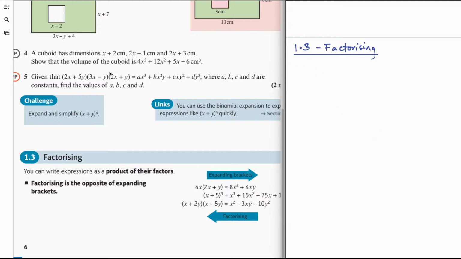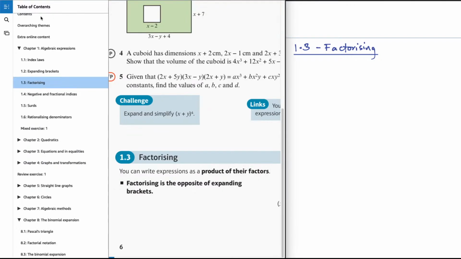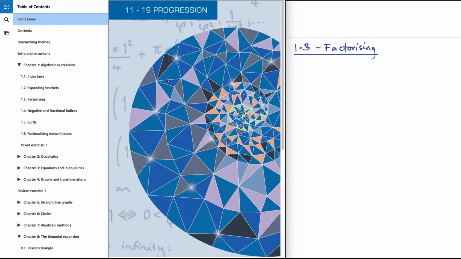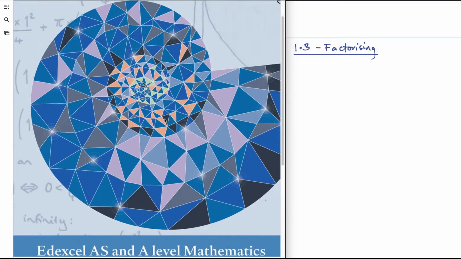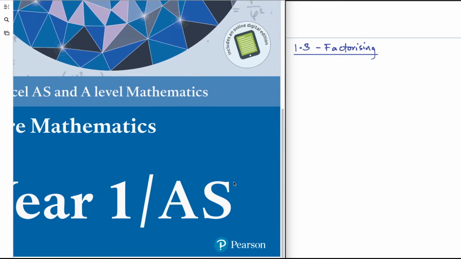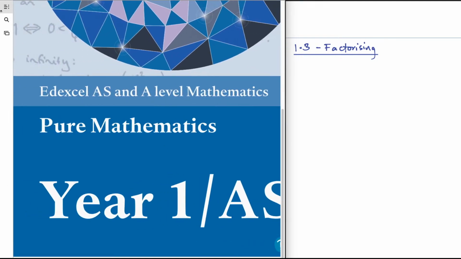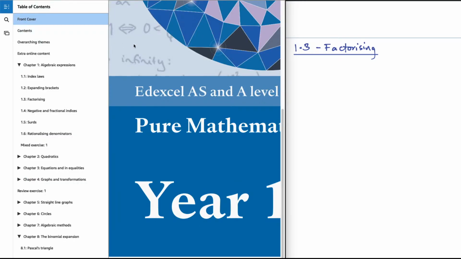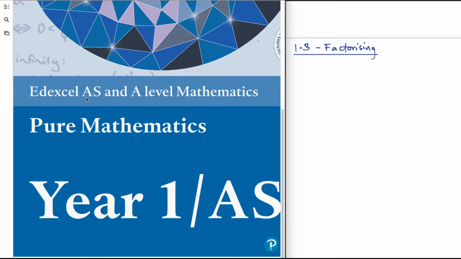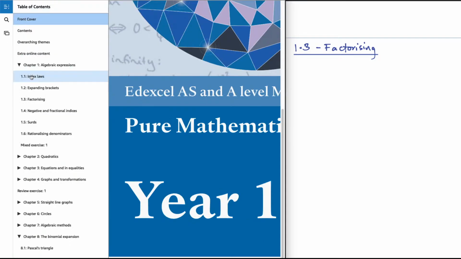Cool. Well, just in case anyone's just joined, I am going through this textbook here. So it's Pure Mathematics 1, Year 1 AS level. I'll be working through this in live streams, as well as other things that people suggest. And I've been working through this chapter. So we've done index laws, expanding brackets, and factorizing.